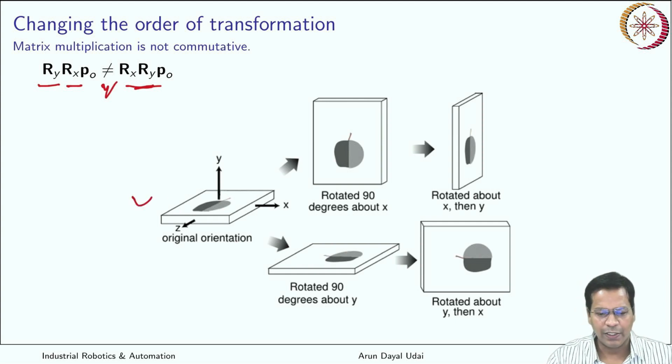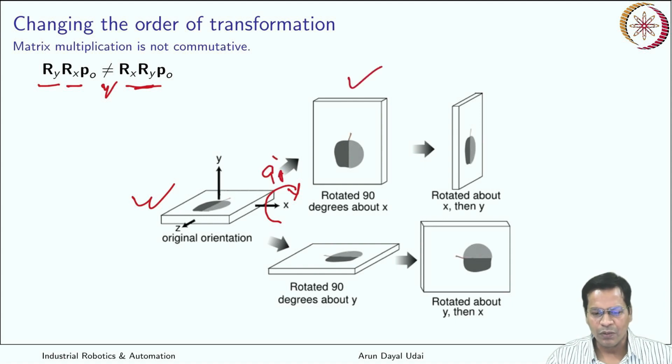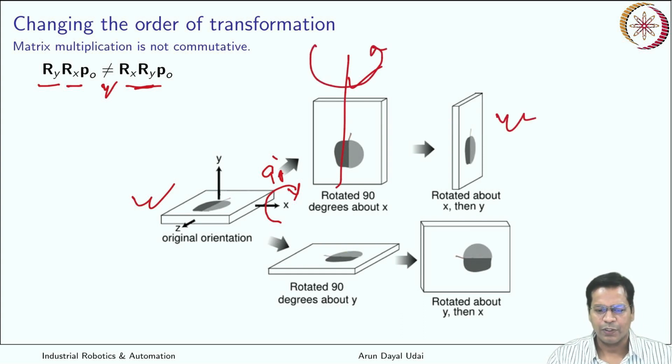Initially, let us say you were here. Now you have rotated about the x-axis by an angle of 90 degrees, and you came here. Now you have rotated about the y-axis by an angle of 90 degrees. You finally reached here. So the first rotation was about the x-axis, then about the y-axis.